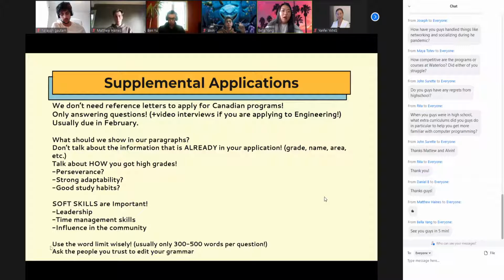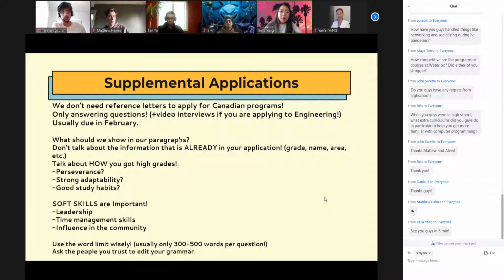you have. So your perseverance, your adaptability to different environments, your study habits, and also they are really looking forward to your time management skills, because in university we have a heavier workload, so you want to balance your social life and your extracurriculars as well as your schoolwork. And please use the word limit wisely, because it's usually only around 300 words to 50 words per question.